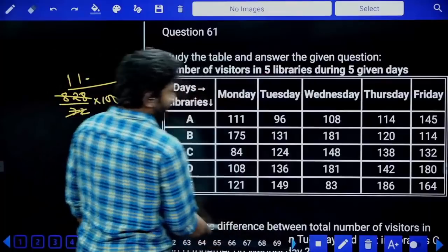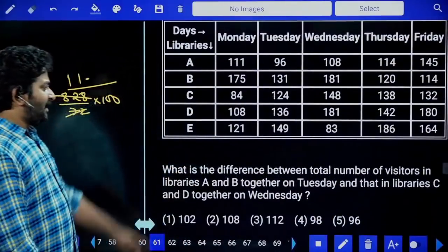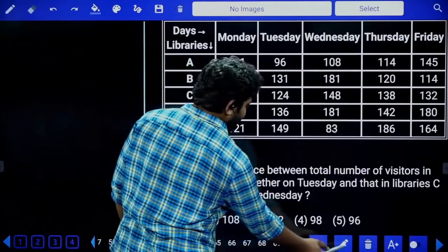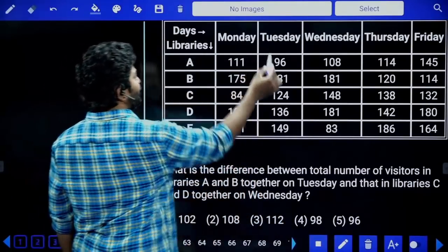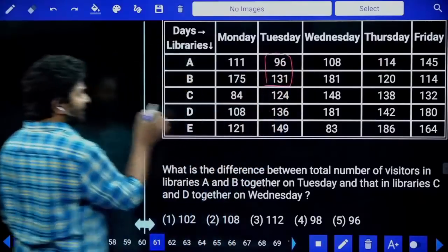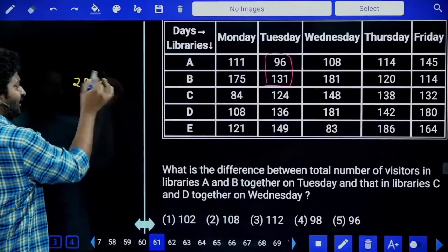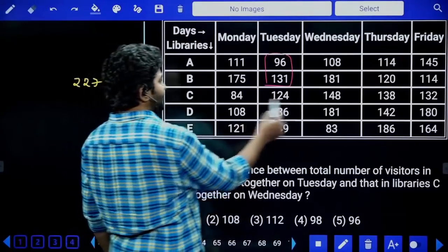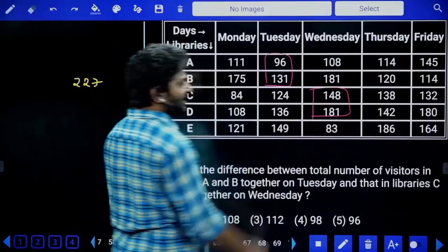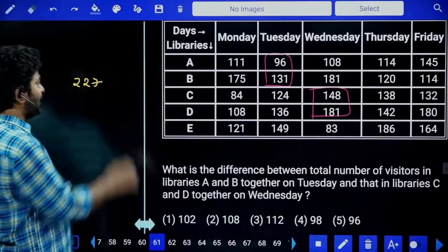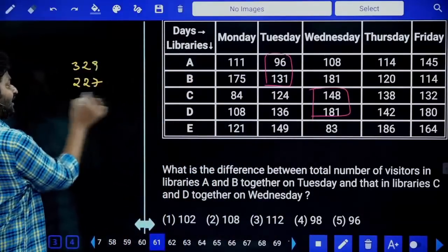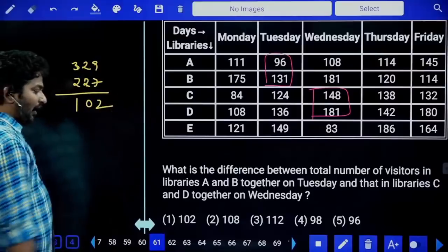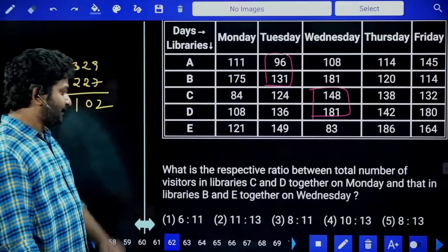Yes, now we have data analysis. What is the difference between the total number of visitors in libraries A, B together on Tuesday? Tuesday, A and B together, that is equal to 227, and C, D together on Wednesday, that is the sum of these two numbers, which is 329. 329. 300 minus 200, 100. 29 minus 27, that is equal to 02. 102 final answer, which is the first option.